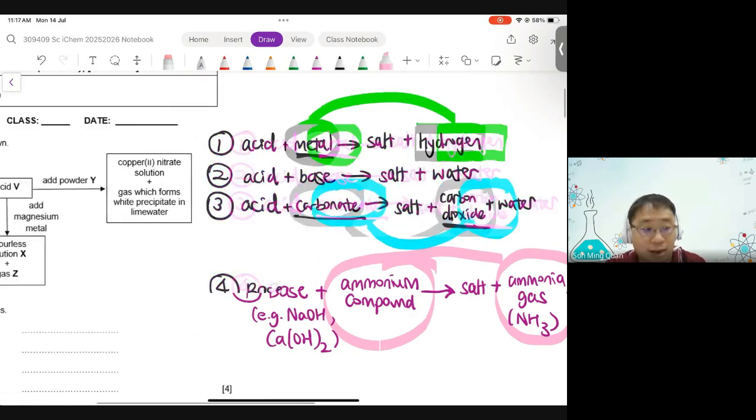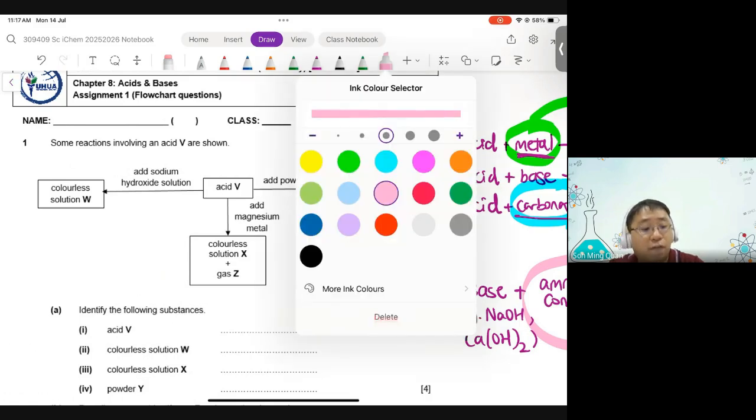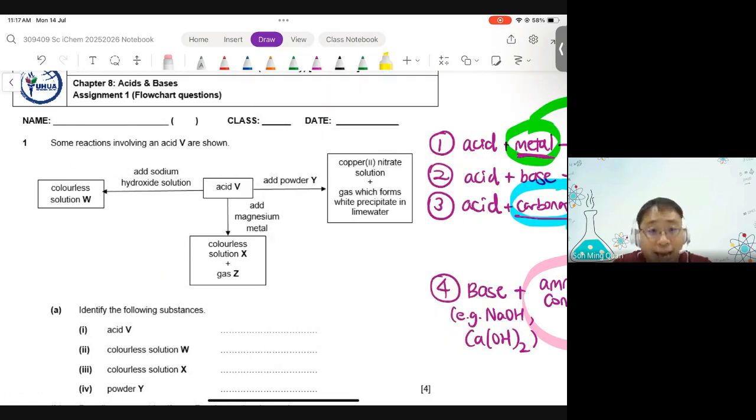Now let's move on to a worked example, question 1. In a typical question like question 1, the first thing we should do is not to work out in terms of alphabetical order. You notice there's V, W, X, Y, and even Z. The idea is not to start with V. The idea is to start with the gases. You see, there are two different gases here. First, you have a gas which forms a white precipitate in lime water.